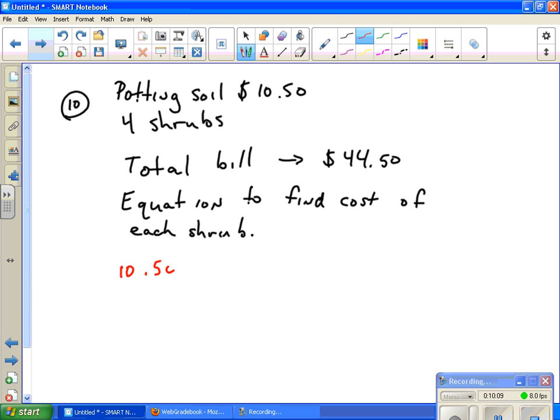$10.50 is what he spent on potting soil. Plus, he bought 4 shrubs, and we need to find the cost of each shrub. So we don't know the cost of each shrub. That's an unknown. That's a variable. So 10.50 plus 4 times x equals his total price, which was $44.50.